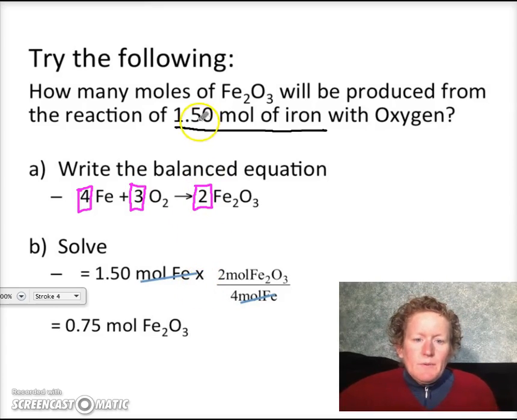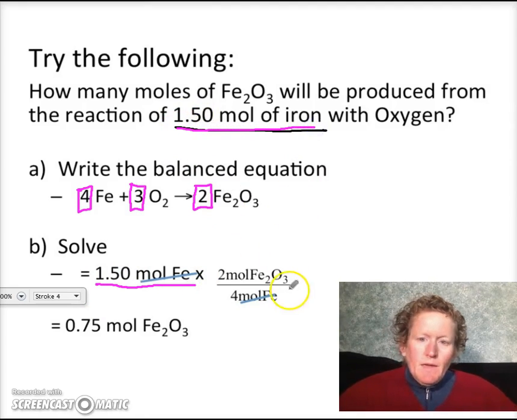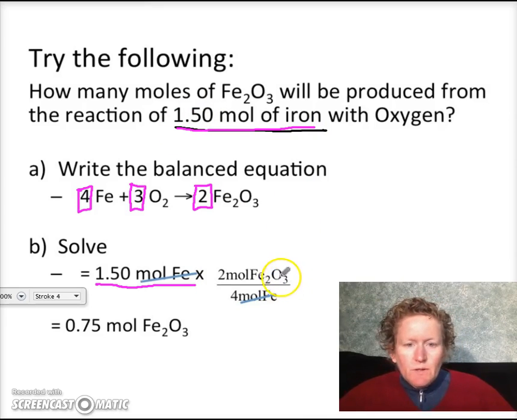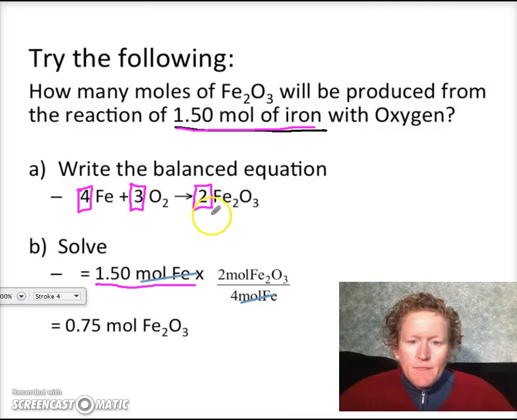And solve by putting what you know. We put the 1.5 moles first because that's what we know. And then we put the molar ratio. We look for the moles of iron oxide. That's what's right here, so we put that here. And this is what we want, so we put that on top. And what we want to cancel out is the iron. So we find the coefficient on iron and we put that here.